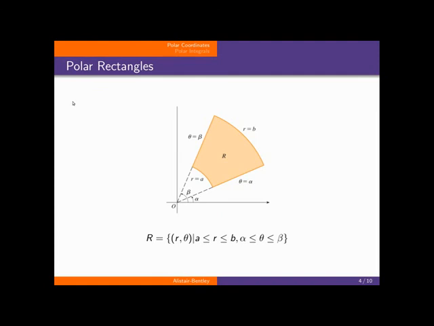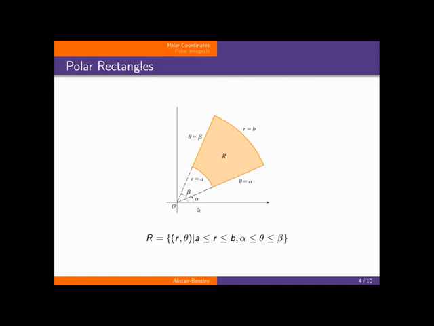In calculus, we encounter many regions that are easier to define in terms of polar coordinates than in terms of Cartesian coordinates. When we define a function's domain in terms of polar coordinates, we call that region a polar rectangle. In this graph, we have a simple illustration of a polar rectangle, in which the r coordinate is bounded below by the value a and bounded above by the value b. Similarly, the angle is bounded below by the quantity alpha and above by the quantity beta.